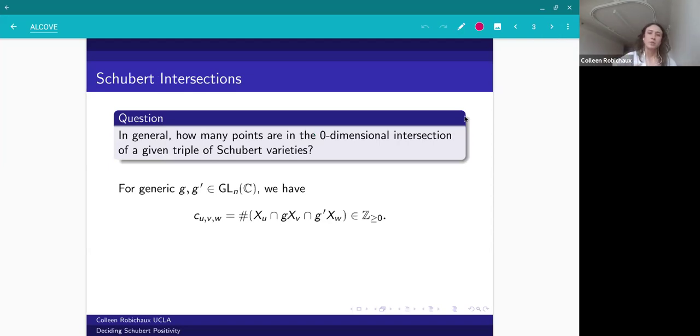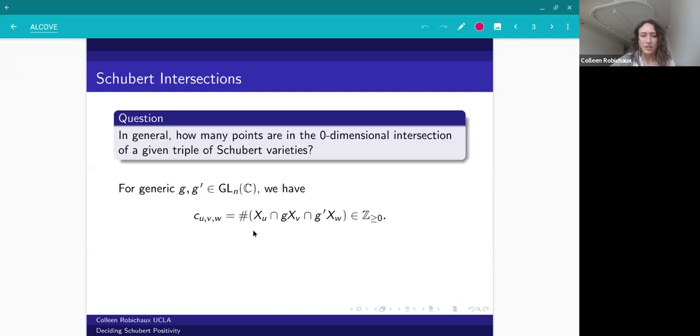Okay, and so one question that you can ask about these Schubert varieties is you could try to intersect them. So if we have, let's say, three Schubert varieties indexed by permutations U, V, and W, maybe I'm interested in studying these intersections in the cases when we should expect their intersection to be zero-dimensional. So there's going to be some number of points in general in the intersection of these three varieties, where I'm going to perturb each of these copies by something random to make sure that I'm getting some sort of general picture of what these intersections should look like.